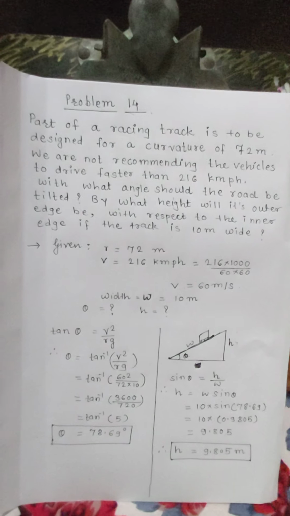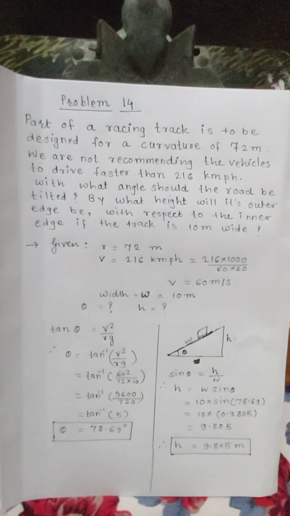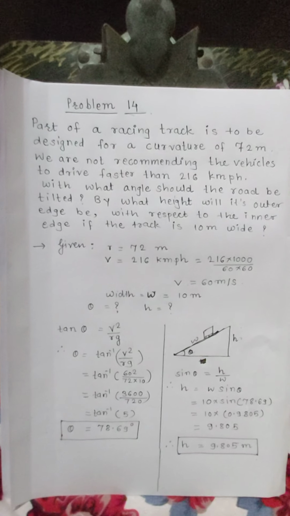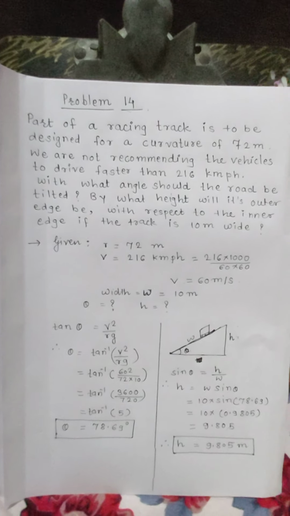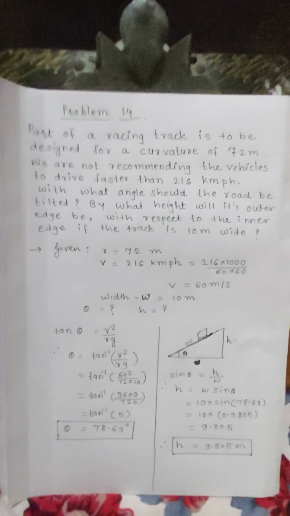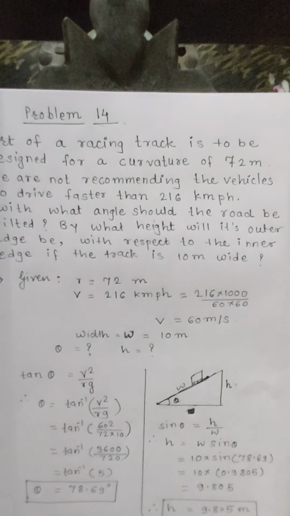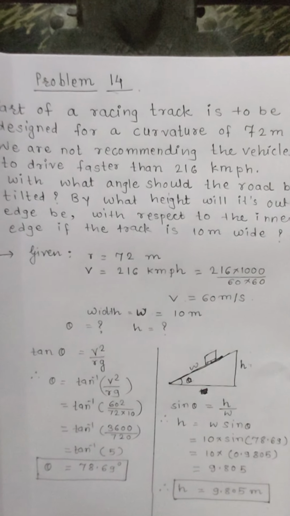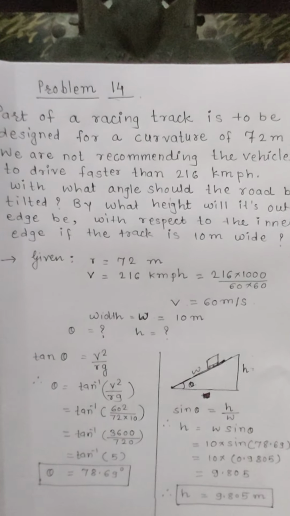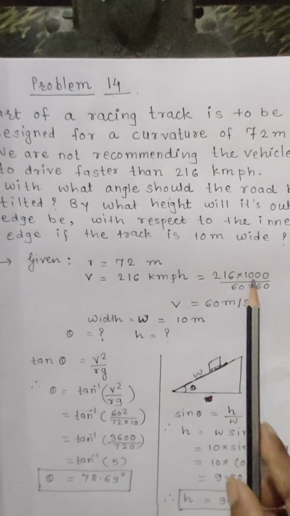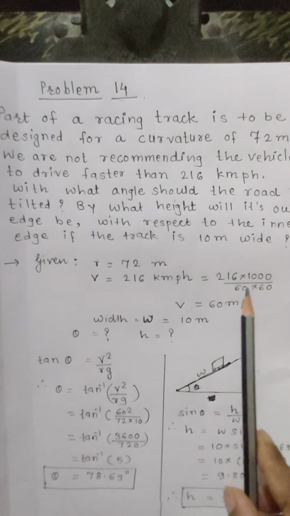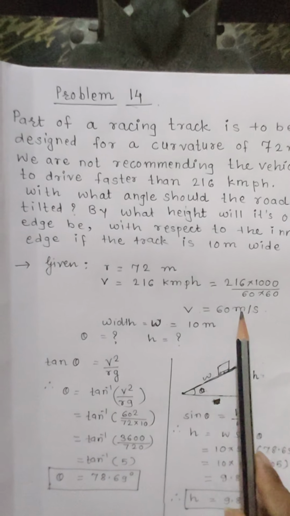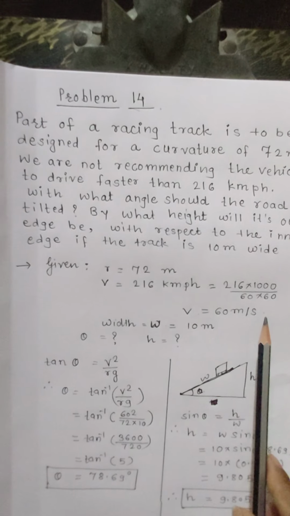Means here the most safe speed is 216 kilometer per hour. Here the speed is given in kilometer per hour, so we have to convert this kilometer per hour into meter per second. See here, we have to multiply by 1000 upon 60 into 60. So it will become 60 meter per second.